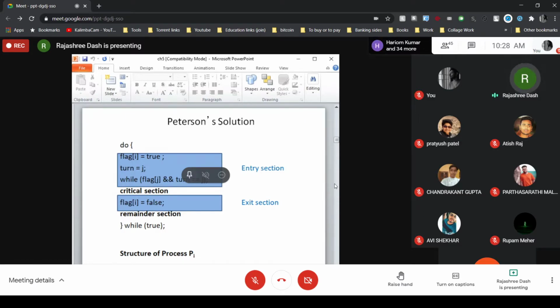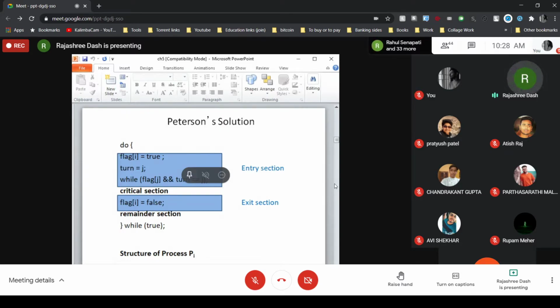Then next, while flag[j] and turn equal to j. So if both the conditions are true, flag[j] is true and turn equal to j is true, then the process Pi will wait. It will do nothing. That's why after representing the two conditions in the while statement, there is a semicolon provided. That semicolon means it will do nothing. It will not proceed to the next one. There is nothing in the loop of the while statement. So repeatedly it will check that condition there only, doing nothing. It will wait. That means the process Pj is in its critical section.